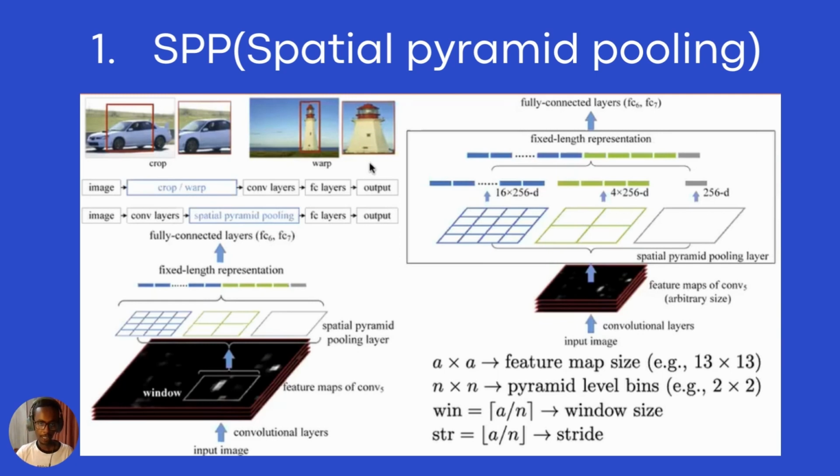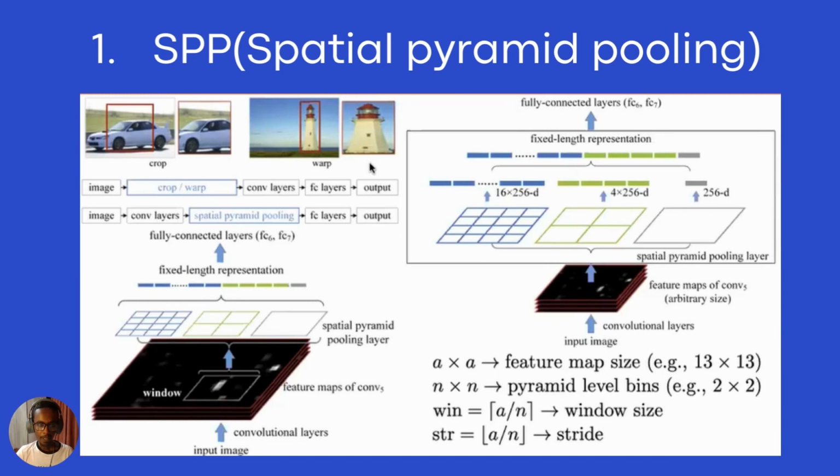So for example, in this particular example, when we divide 13 by 2, we get 6.5, and the ceiling of 6.5 is 7, so the window size will be 7, and the stride will be the floor of 6.5, which would be 6. So this is just one particular case using the 2 by 2 bin, which is the middle one that we see on the image. Then we do this for a 4 by 4 bin and a 1 by 1 bin.